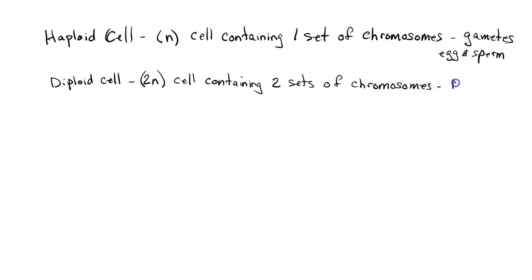And these are body cells. So this is every cell in your entire body except for your sex cells, except for your egg if you're female or sperm if you're male. So your liver cells, your skin cells, your blood cells, all of these are diploid cells. In humans, there are 46 chromosomes in a diploid cell.